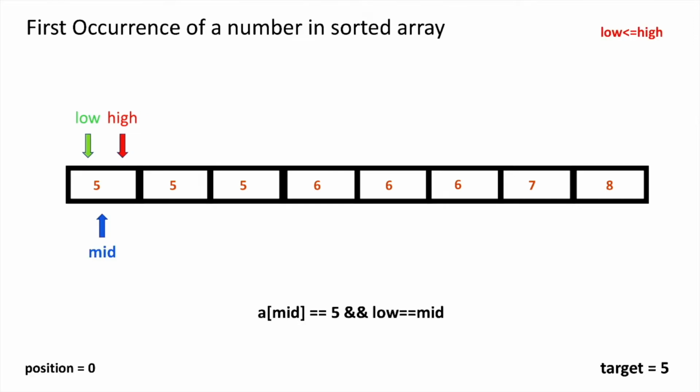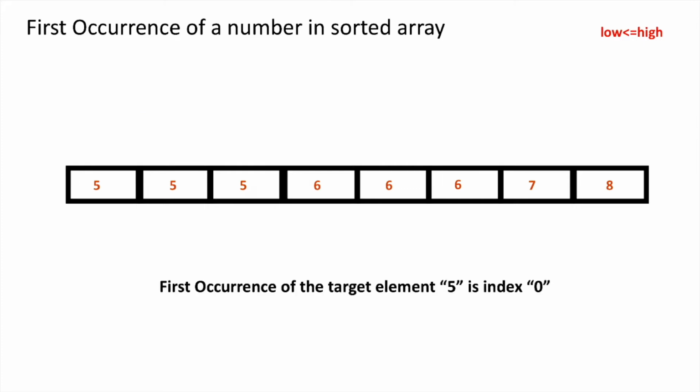Now we will check whether the value of low and mid is equal or not, which means we have reached the starting point of our array and we do not have any element before this. So we need to break the condition over here and break the while loop. At the end of this iteration we get the first occurrence of the number in the sorted array. So here at index 0, our element 5 is occurring for the first time in the sorted array.